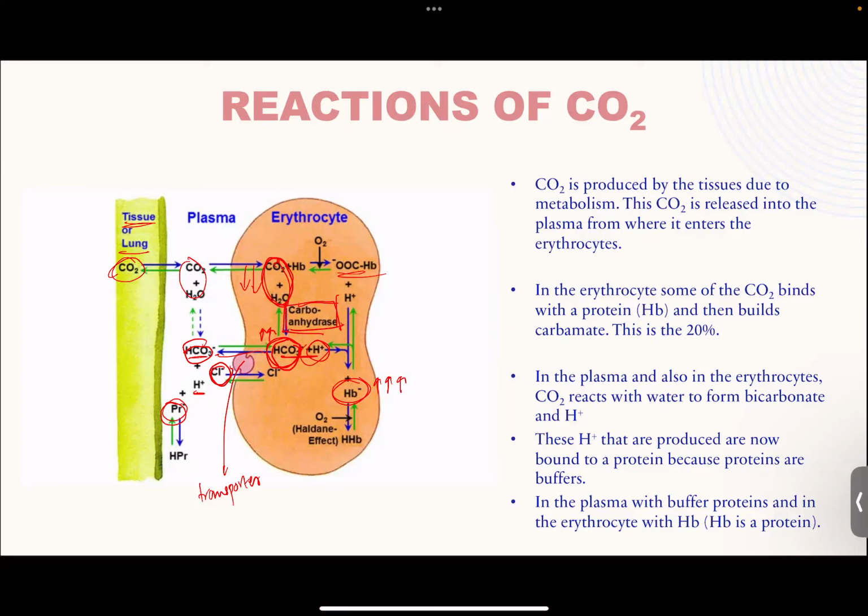Now, as it keeps moving out, at some point, you're going to have a really high concentration outside. So what it's going to do is this green arrow over here, it's going to start coming back inside. So now it's going to exchange with the chloride ions again, but this time chloride ions are going to move out of the cell and bicarbonates are going to move back into the cell. And this entire phenomenon is called the hamburger shift. I know it's a weird name, but it's just called the hamburger shift.